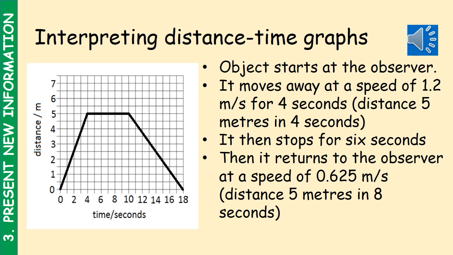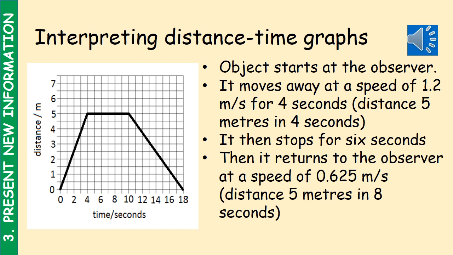So here we have a distance time graph which is divided into three sections. From the previous slide we know that the first section represents the object going away from the observer at a constant speed. The second section, at 5 meters, is flat with a gradient of 0, therefore the object is not moving. And then in the third part, the object is coming back towards the observer. So we could interpret it in that way. We can also interpret it in terms of the speeds of those three different sections.